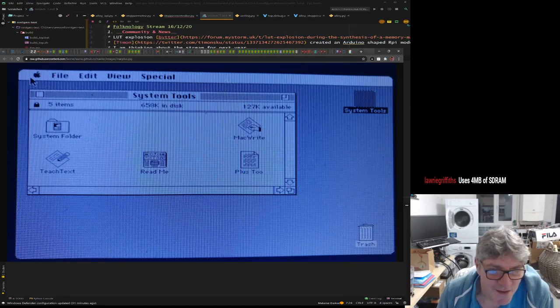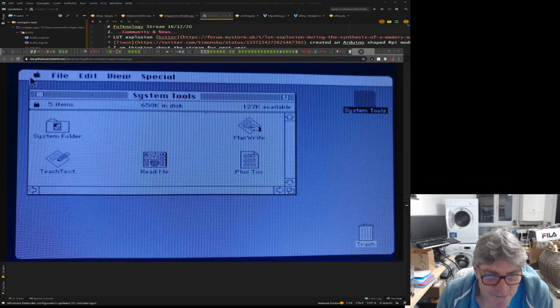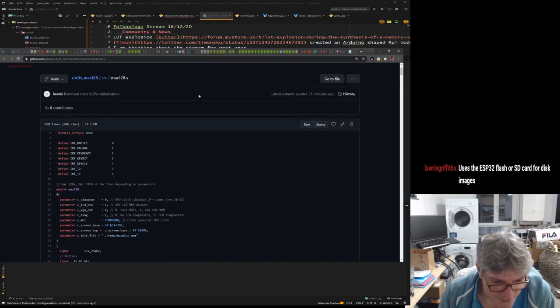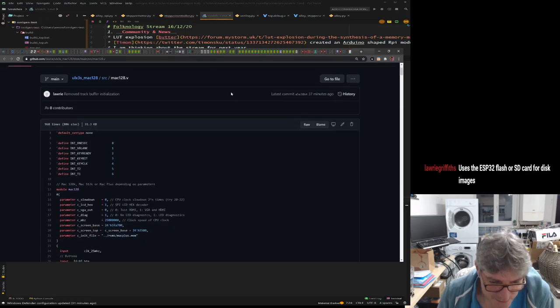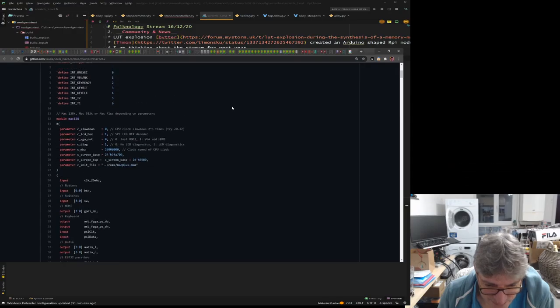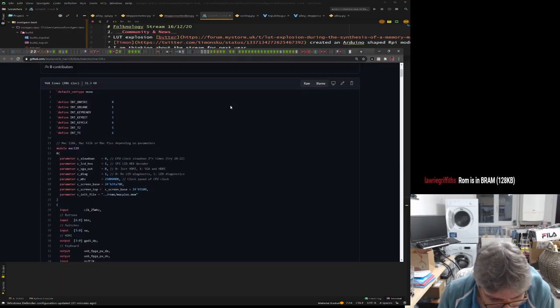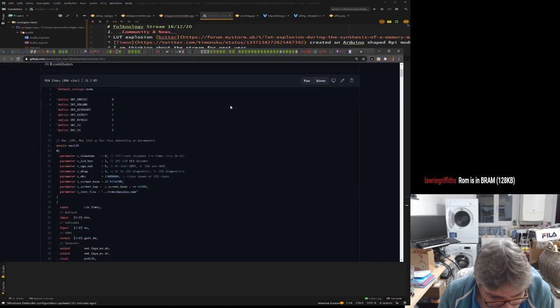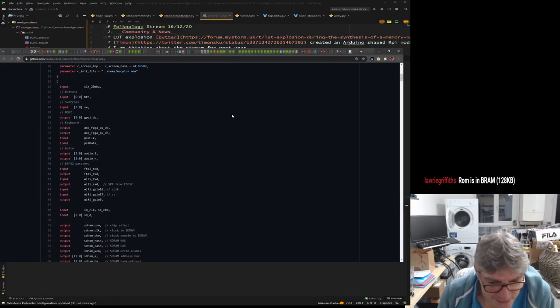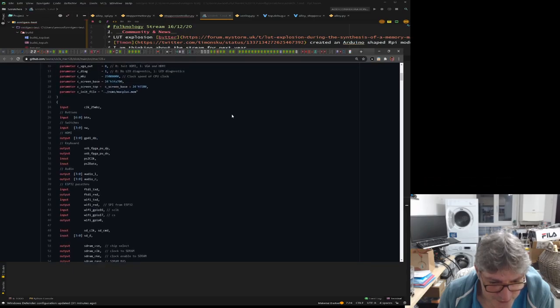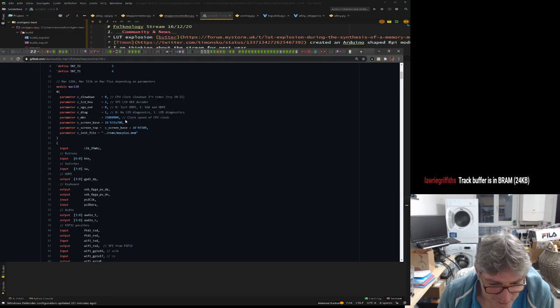Nice. So we look at this code. That is so cool. So ULX3S underscore Mac128. This is the Verilog. It's based around the 68000, wasn't it? I'm presuming. Init file, Mac ROMs. Speed of the clock. So you're only at 25 meg.